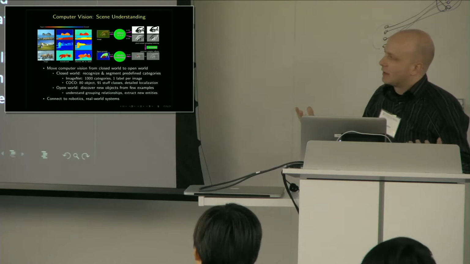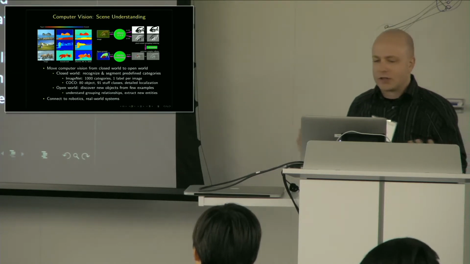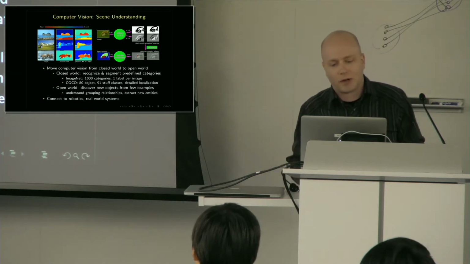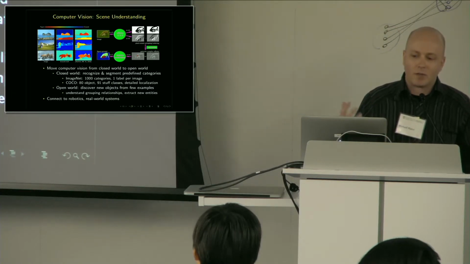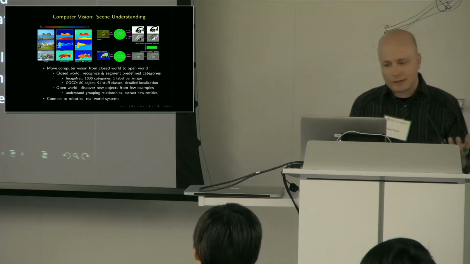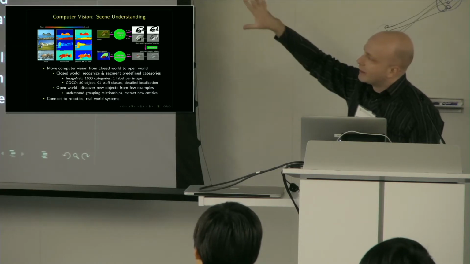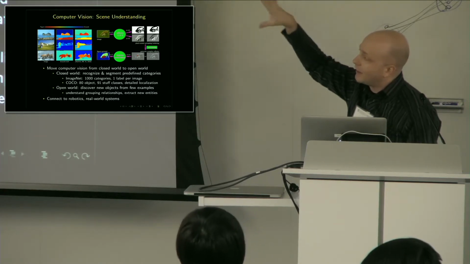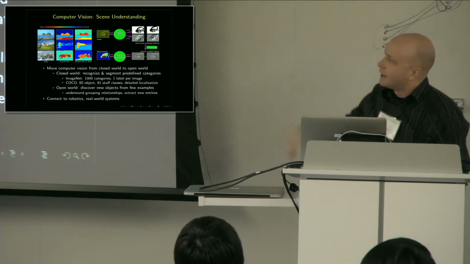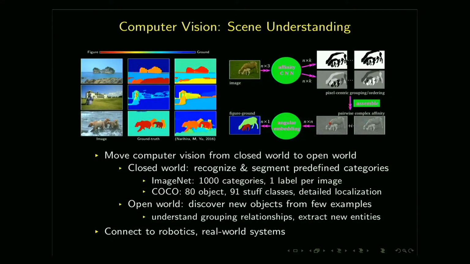At some point, though, we'd like to bridge computer vision to real world environments where we may not know ahead of time what objects are present and what types of entities we're going to encounter. So on the top here is a system from fairly recent work that is not trained to identify particular objects, but trained to recover grouping relationships.